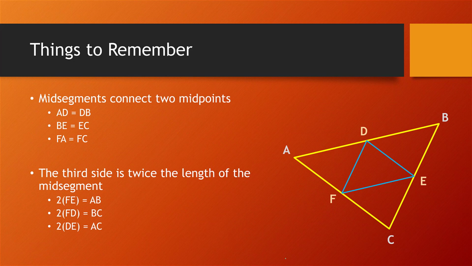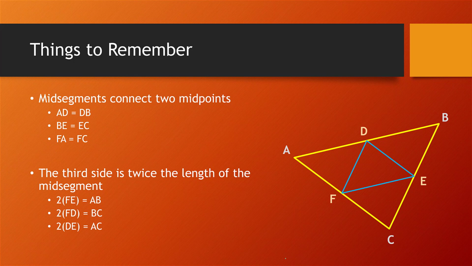Okay. So a few things to remember. Remember that midsegments connect midpoints. So if these are midpoints, then AD is congruent to DB, and DE is going to be congruent to EC. FA is congruent to FC. All of those are midpoints. Each piece of those divided up sides are congruent.